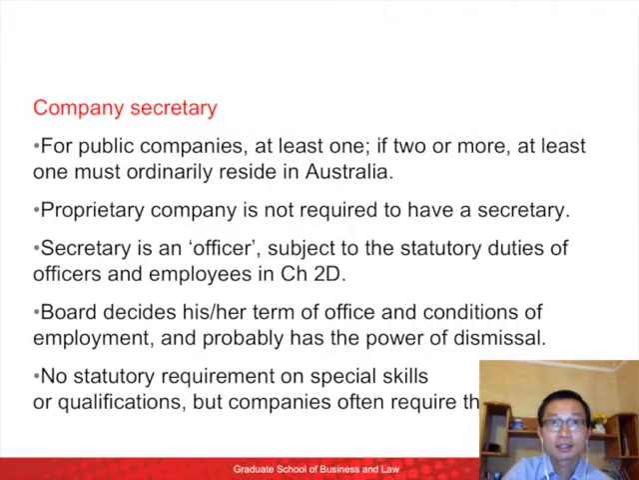Let's now discuss the company secretary. A public company must have at least one secretary. If it has more secretaries, at least one of them must ordinarily reside in Australia. A proprietary company is not required to have a secretary. However, if it does have one or more secretaries, at least one of the secretaries must ordinarily reside in Australia. A secretary is an officer. That is, he or she is subject to the statutory duties of officers and employees. As I mentioned before, a CEO is also considered an officer.